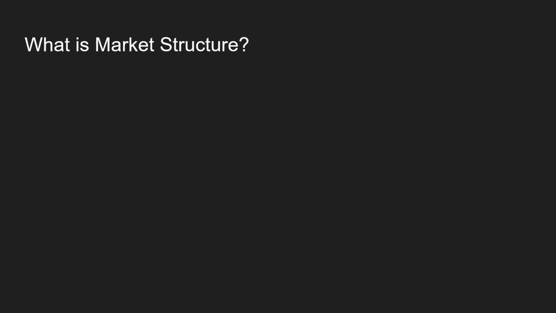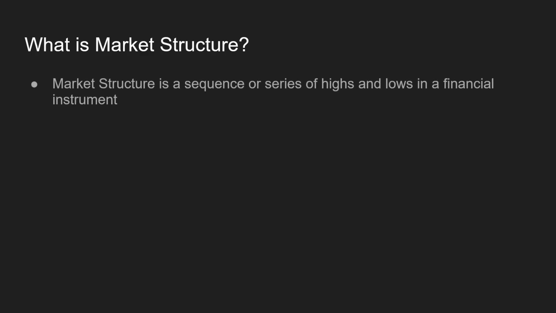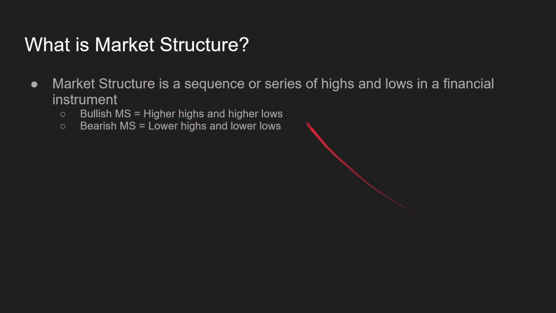So what is market structure? Market structure is a sequence or a series of highs and lows in a financial instrument. A bullish market structure is equivalent to higher highs, higher lows. The market is trending upwards. The market is overall moving upwards. And in a bearish market structure, we see lower highs and lower lows. Overall, the market is moving downwards. The market is falling in terms of valuation.